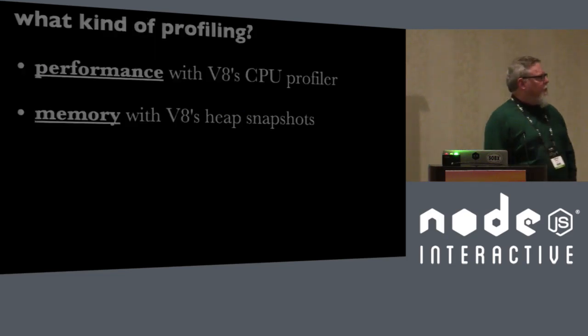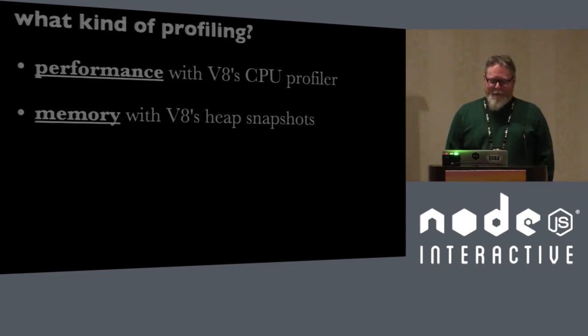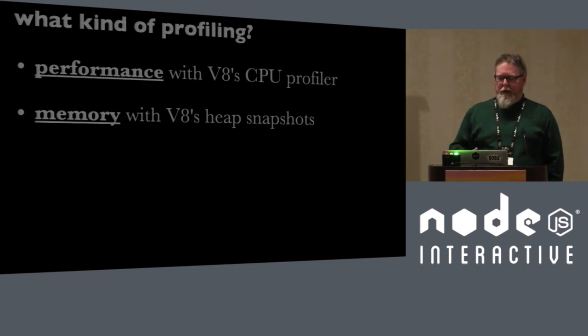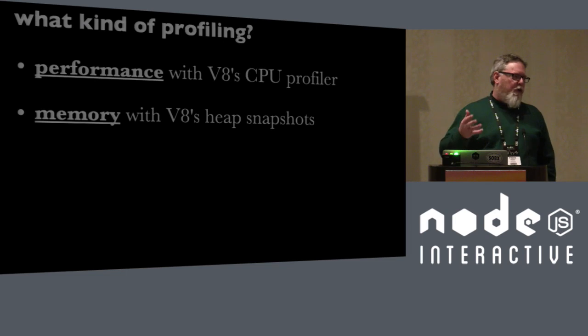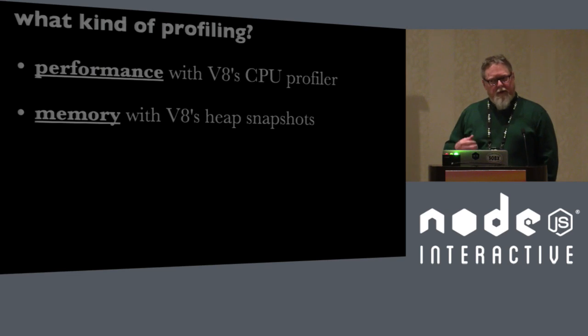Okay, so what kind of profiling are we going to talk about? Performance and memory. Performance is how fast your application is running. Memory is how much precious RAM your application is eating up. For both of these, I'm going to show how you can make use of V8's built-in internal utilities, which aren't really exposed to Node directly, but you can get access to them in various different ways. With performance, I'll be showing V8's CPU profiler, and for memory, V8's heap snapshots.